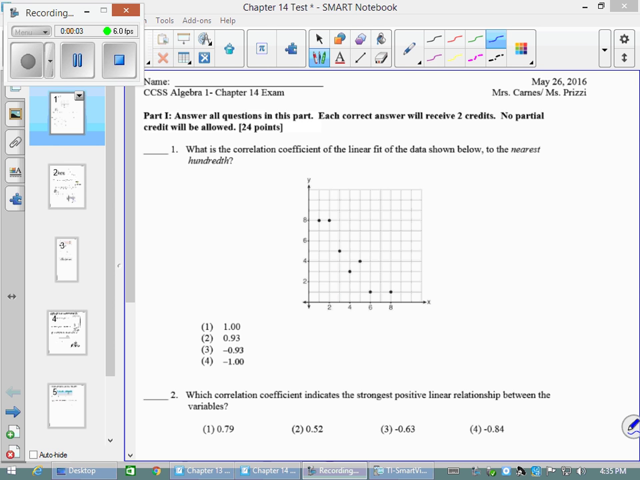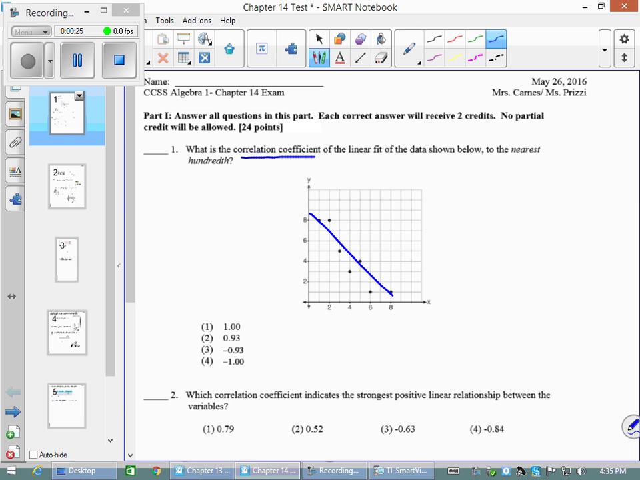Question number 1 is asking us what the correlation coefficient of the linear fit of the data could be, to about the nearest hundredth. You're looking at this graph. If I drew in a line of best fit, you can see it's a negative slope. So the correlation coefficient, the points look rather close together. I can probably get that a little bit closer. So if I were to draw this as straight as possible, the points are very close.